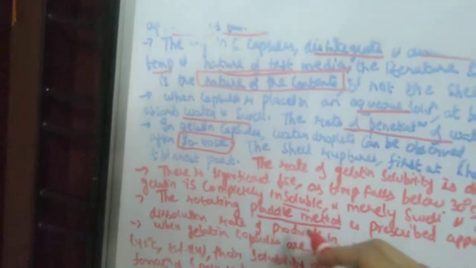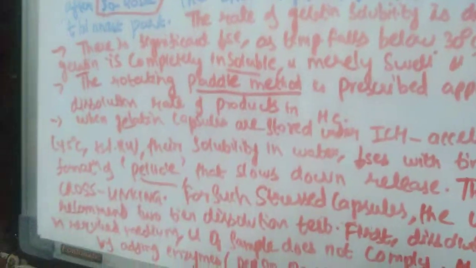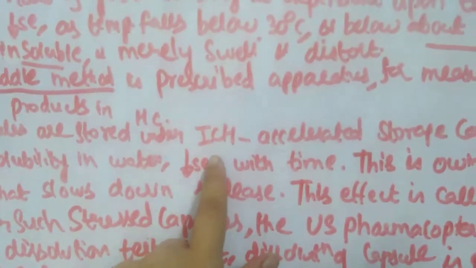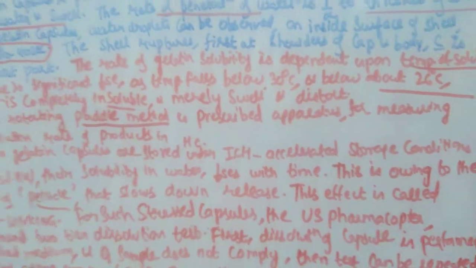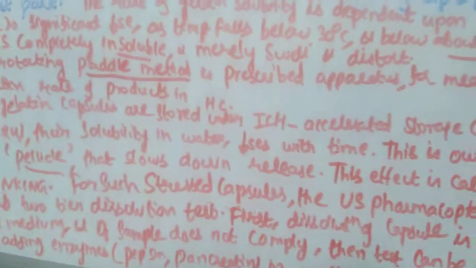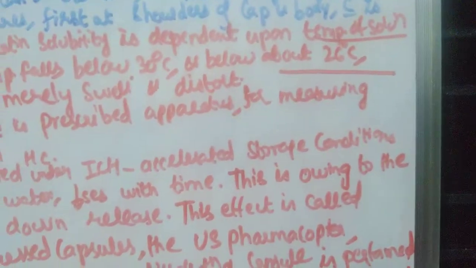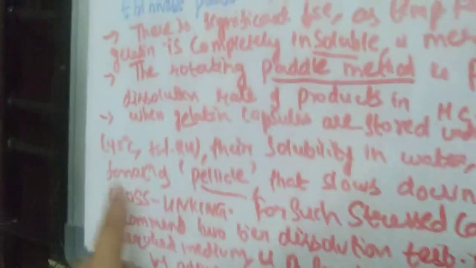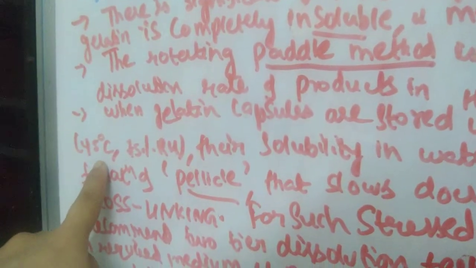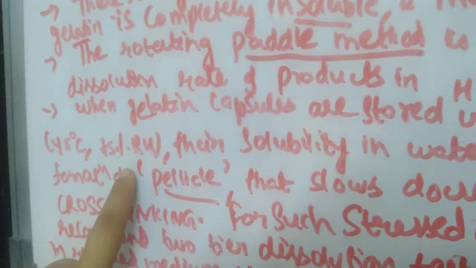Okay, and a few requirements he has given for accelerated storage conditions, like when gelatin capsules are stored under ICH, the International Conference on Harmonization. There are a few guidelines of that. So when gelatin capsules are stored under ICH accelerated storage conditions, that is, you store the capsules at 45 degrees centigrade and 75% relative humidity.